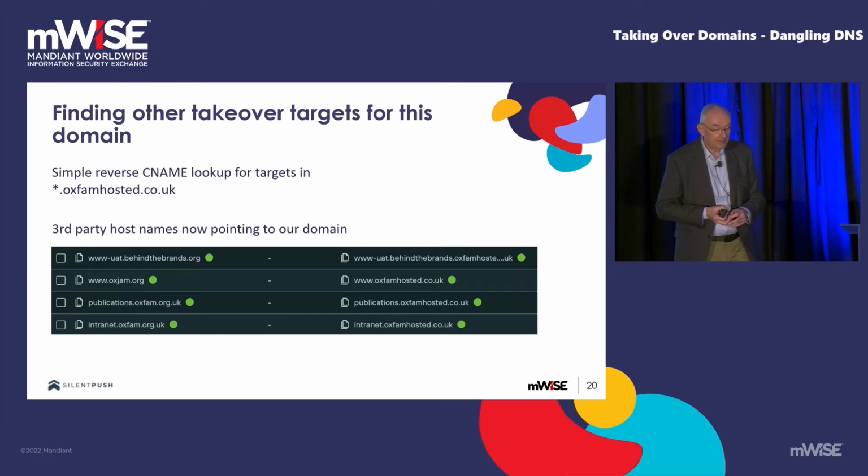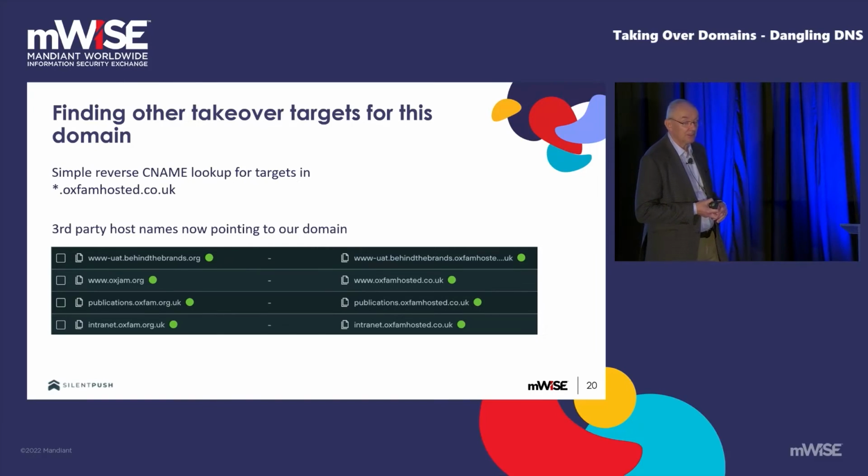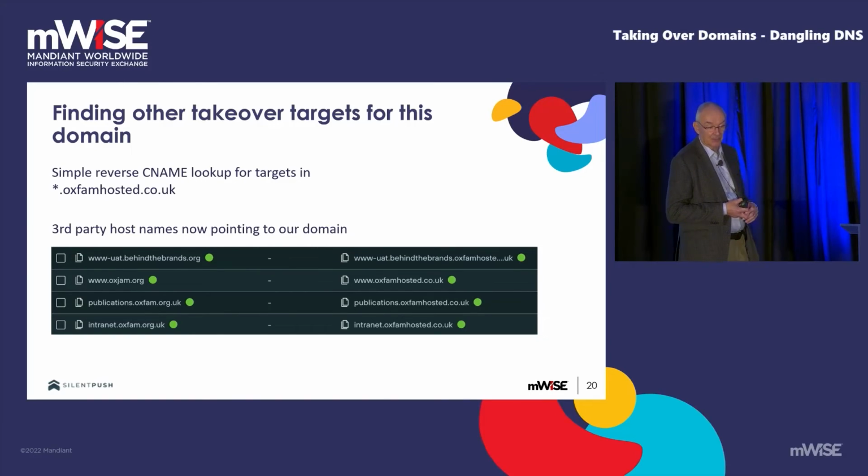So anyway, we spent $1.99 to buy that Oxfam hosted .co.uk. So let's see what else we can get out of those $2, right? Because we have the full data set, all we need to do now is a reverse lookup. The first thing we do is say, okay, we want other CNAMEs that are pointing here.